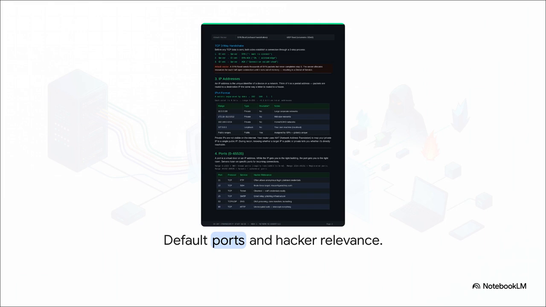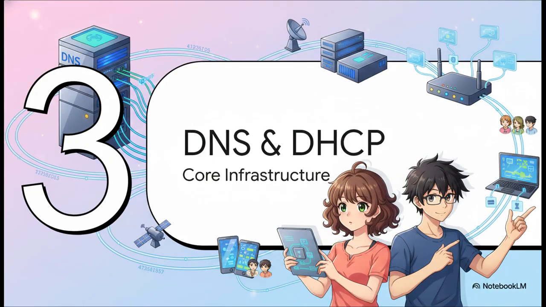Tools like Nmap are going to sniff them out regardless, for sure. All right, Section 3, Core Infrastructure, focusing on DNS and DHCP. Let's decode the actual communications infrastructure that makes navigating the internet possible without pulling our hair out.